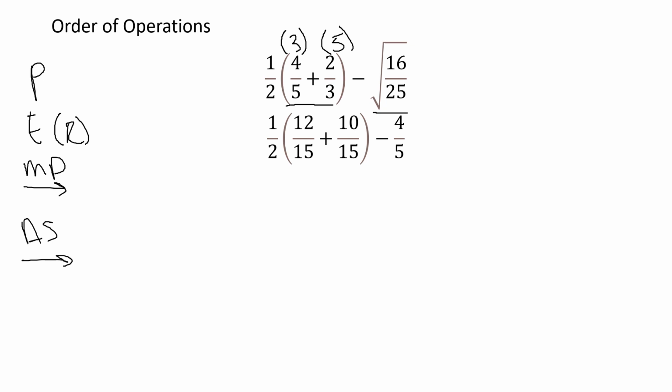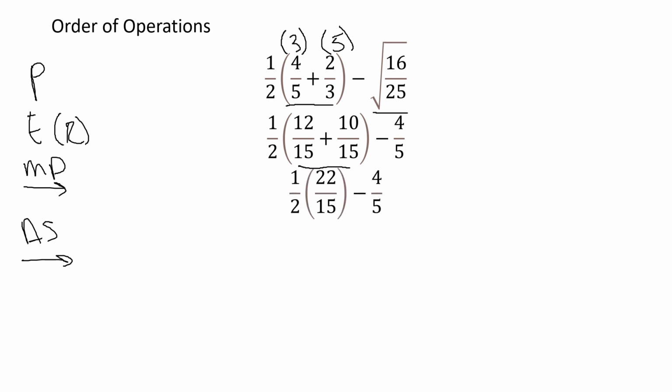over 25. Remember, when you have a fraction under a radical, you just square root the top and you square root the bottom. This symbol right here is called a radical symbol. Okay, I'm still not done inside of my parentheses, so now I'm just going to add that. 12 plus 10, and the bottom stays.